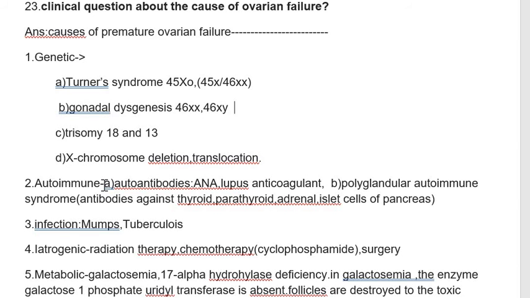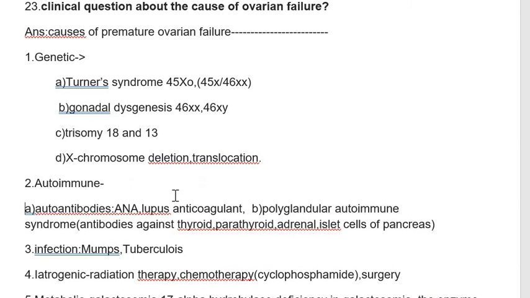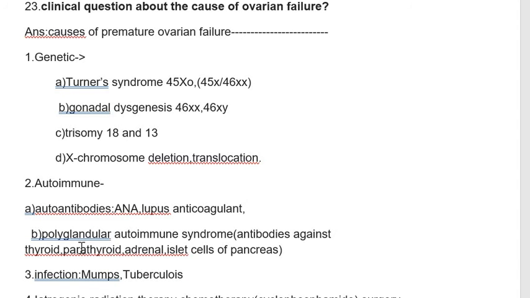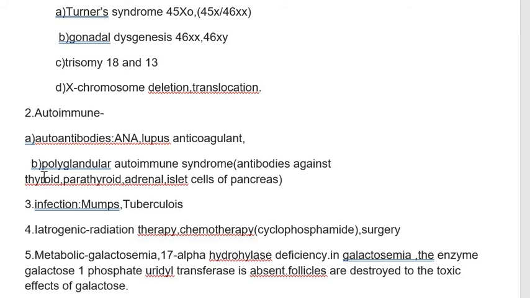Then they can be autoimmune in origin. Regarding the autoimmune causes, remember the important diagnoses: maybe they can be due to autoantibodies like antinuclear antibodies, like in cases of lupus anticoagulant. Then they can be due to polyglandular autoimmune syndromes, like antibodies against thyroid, parathyroid, adrenal and islet cells of the pancreas, like in multiple endocrine neoplasia, where this condition can occur.